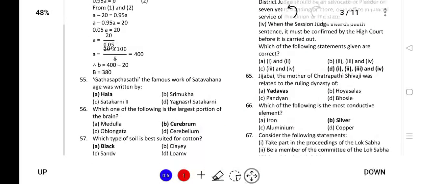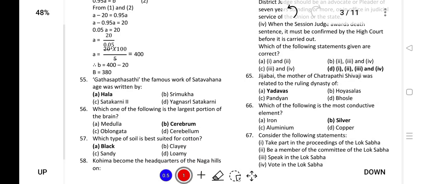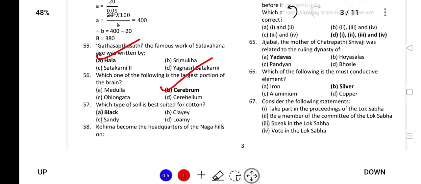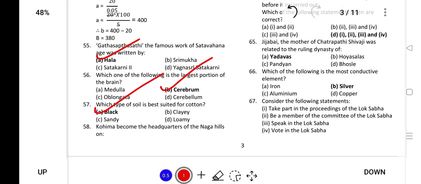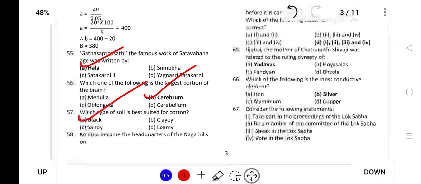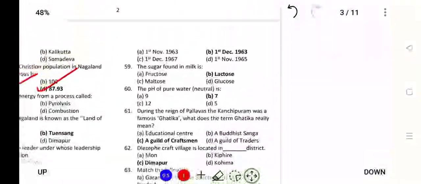Gatha Saptashati is the famous book of the Satavahanas. It was written by Hala. Which is the largest portion of the cerebrum? Which type of soil is best suited for cotton? Black soil. Kohima became the headquarters of the Naga Hills.